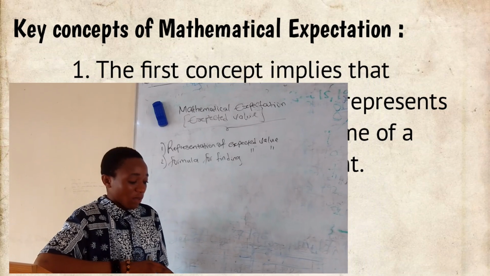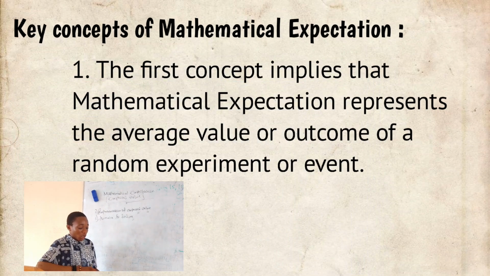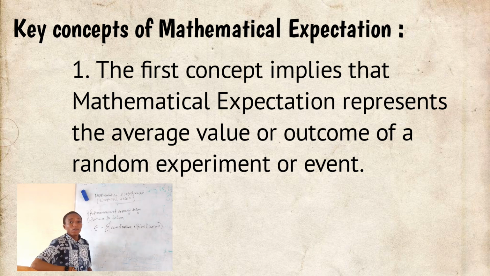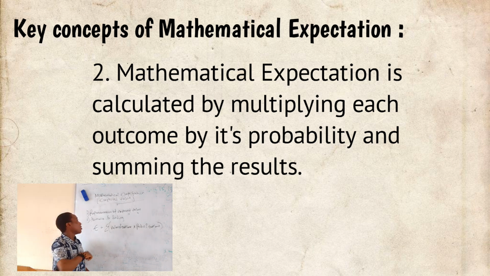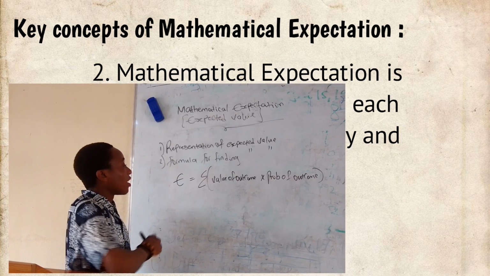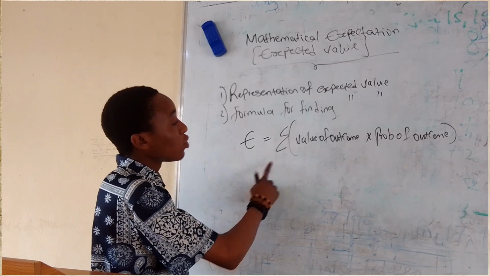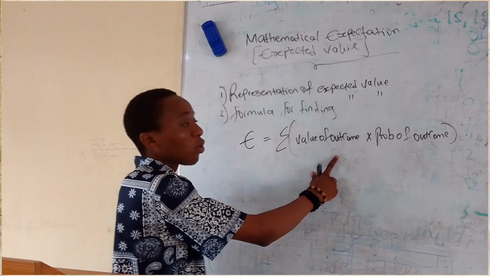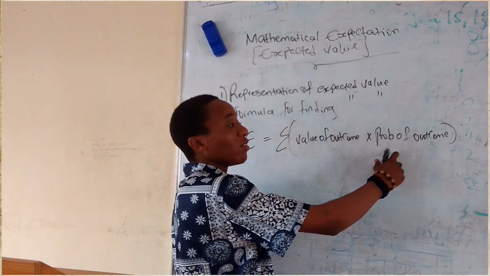The first concept implies that mathematical expectation represents the average value or outcome of a random experiment or event. While the second concept, which talks about the formula for finding expected value, states that mathematical expectation is calculated by multiplying each outcome by its probability and summing the results. So the formula for expected value is equal to the sum of the value of each outcome times the probability of that same outcome.